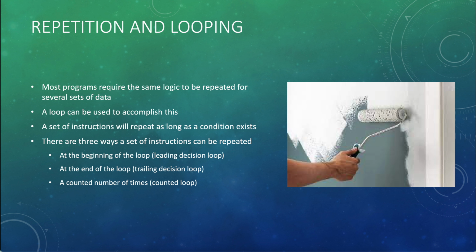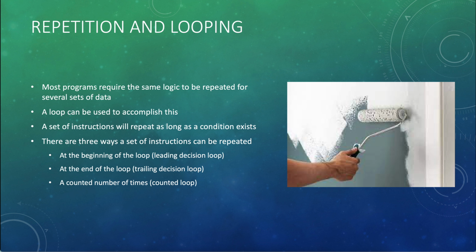Repetition and looping are very important in programming because most programs require the same logic to be repeated for several sets of data. It saves a lot of time to use a loop to accomplish this rather than having to manually repeat lines of code more than once to tell the program to do something more than once.